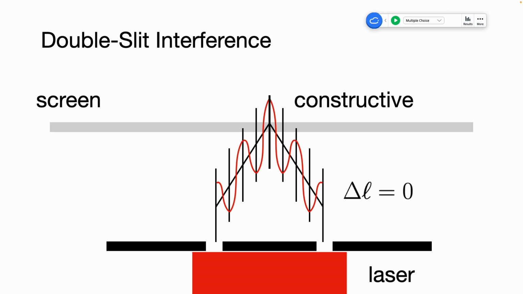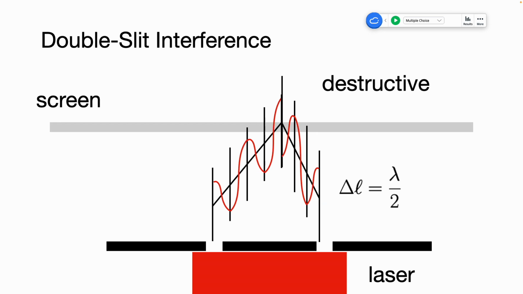As you move to the right of the screen, you're looking at a point that is closer to the right slit, but farther away from the left slit. If you move far enough, you will hit a point which is half a wavelength closer to the right slit, and that will cause the two waves to cancel each other by destructive interference. So that's why when you move away from the center, you will hit a dark fringe or a node, which looks black on the screen.